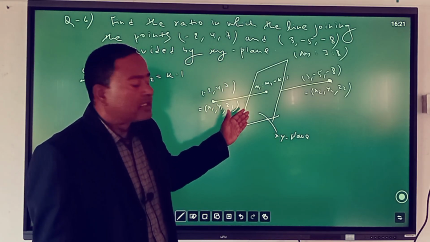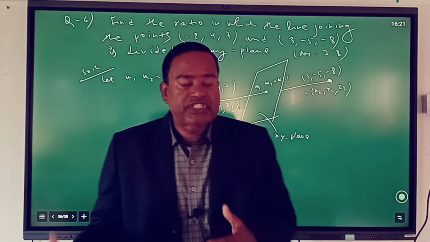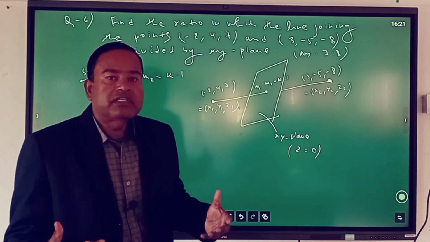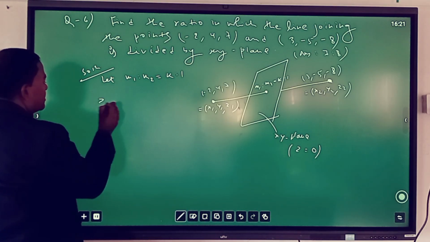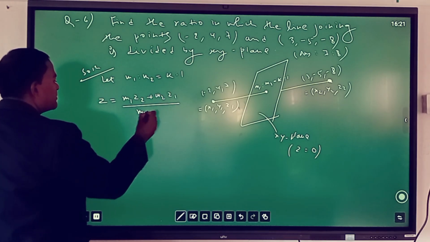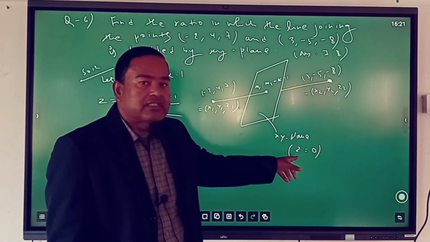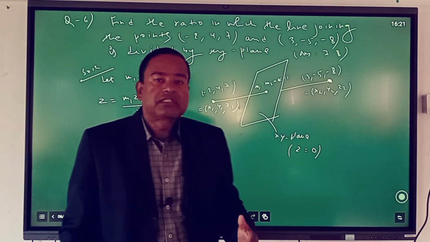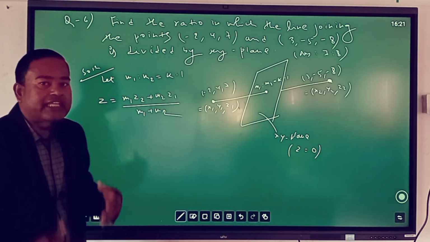Dear students, in the xy plane, z is equal to 0. So we take the value of z as 0 and we'll use the section formula for internal division. According to the section formula, the value of z is 0 in the xy plane. That is why we use the z part of the section formula. z is equal to (m1 times z2 plus m2 times z1) divided by (m1 plus m2).